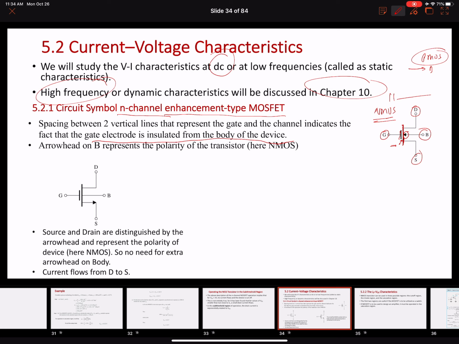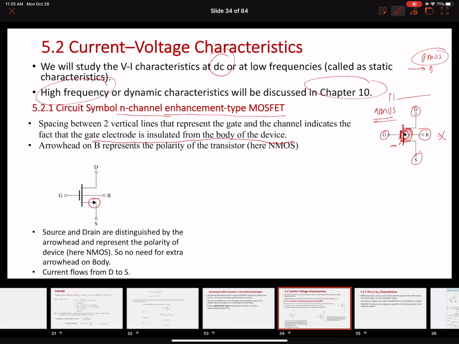Okay, so this means that if I have to simplify the symbol, I can take out the body terminal. So the problem is, if I take out the body terminal over here, then I cannot differentiate between the NMOS versus the PMOS, because this arrowhead here is something that was differentiating between an NMOS versus, we will see, the PMOS as well. So what we can do here is put an arrow on one of the other three terminals, right? So we end up putting an arrow on the source terminal.